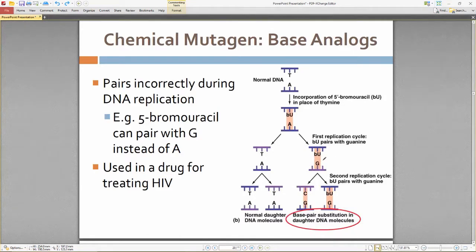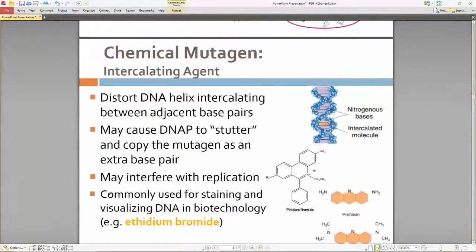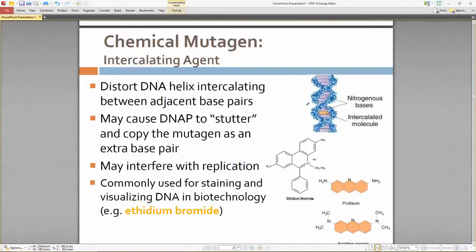But on the other side, when you take the top strand as the parent, what happens is 5-bromouracil is pairing with guanine. And if you go one more replication cycle, this guanine will then pair with a cytosine. So what you have now is a base pair substitution. This base pair is completely changed. And on the other side, once you take bromouracil again, it's going to pair with guanine another time, and essentially what happens here is going to keep happening. So interestingly enough, this is used in the drug for treating HIV.